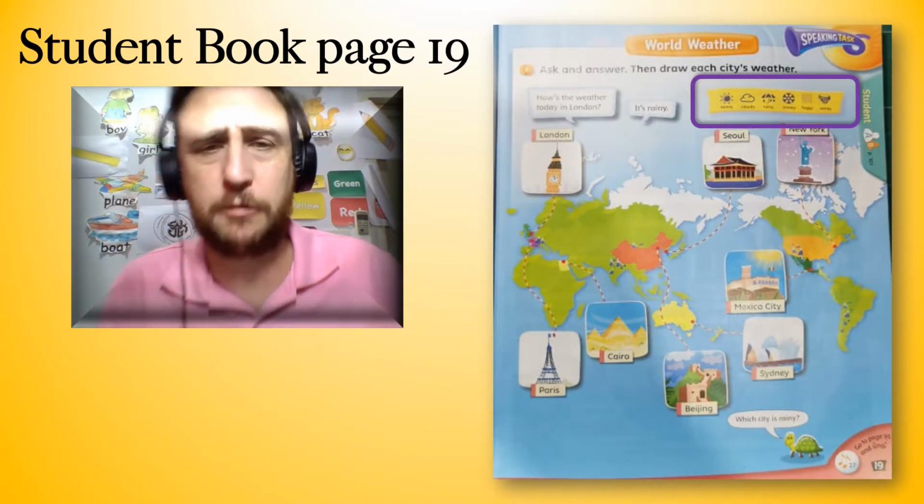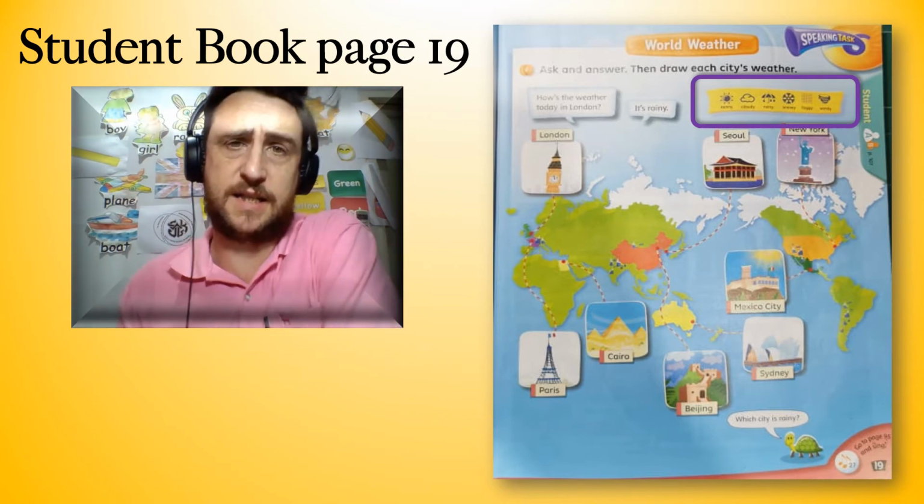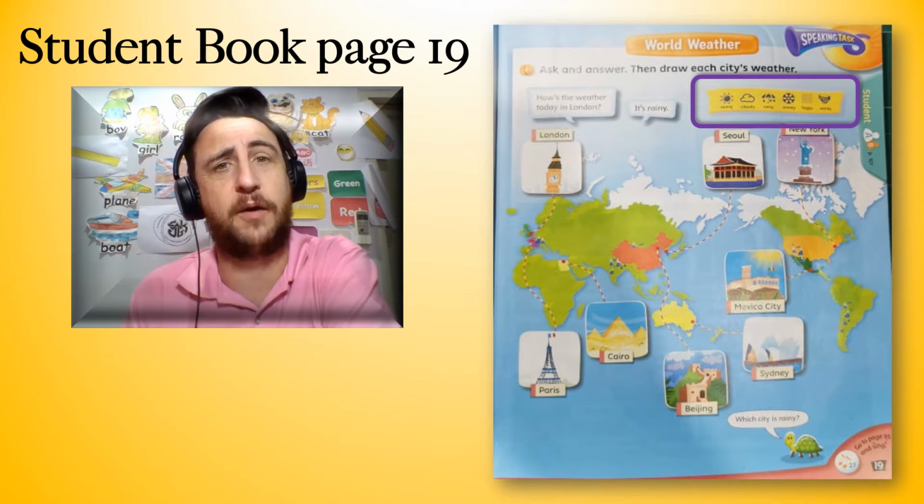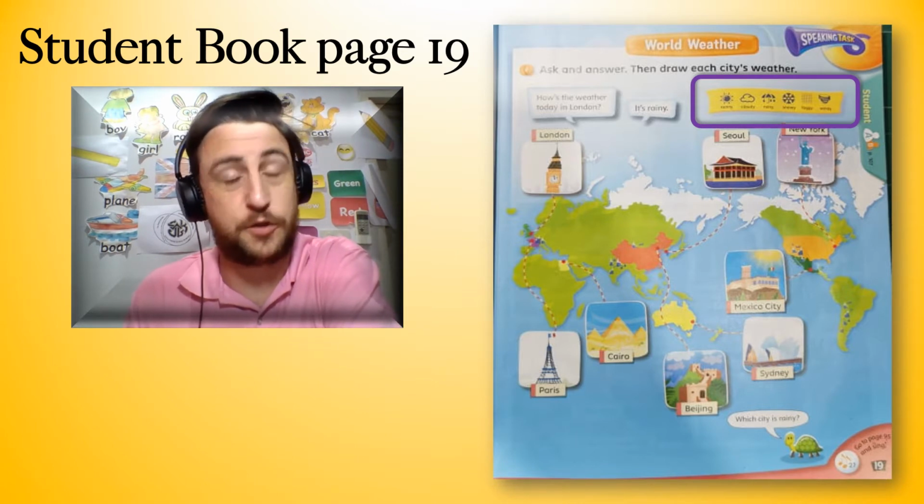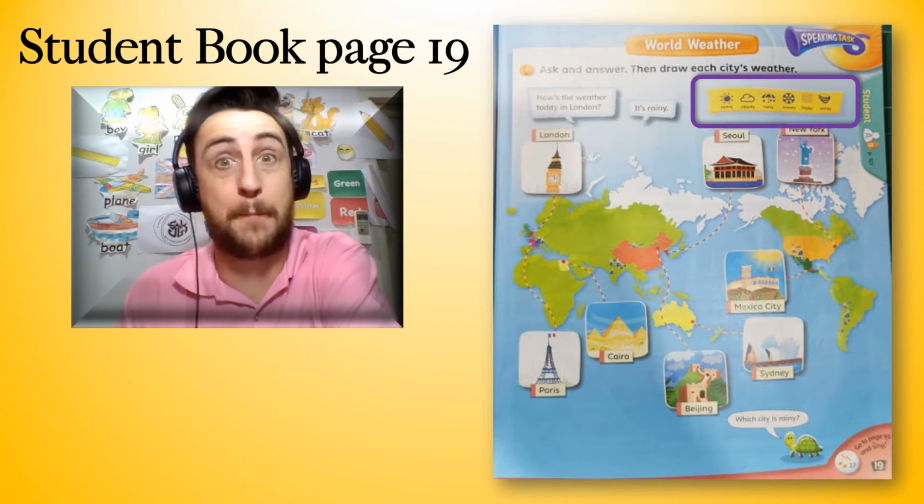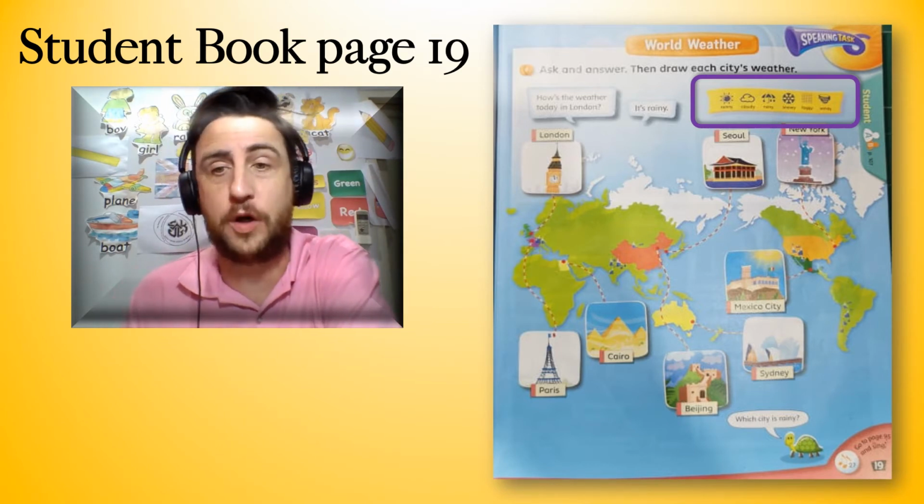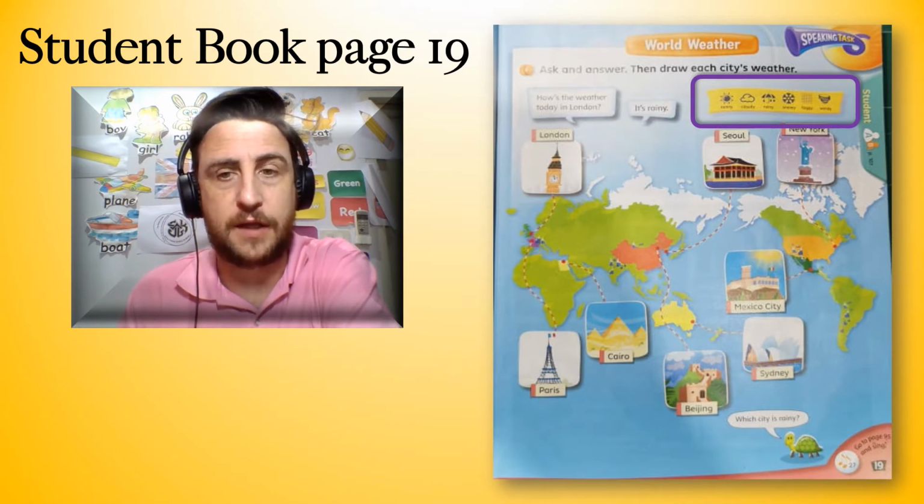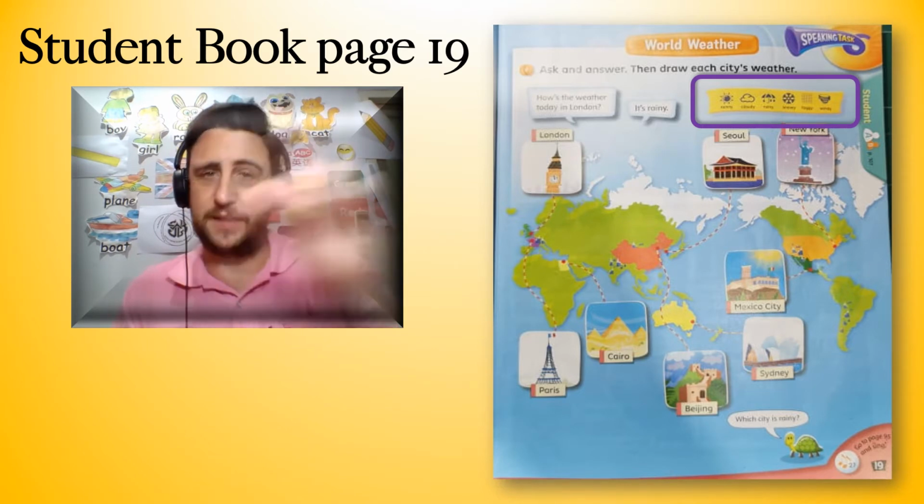Okay, so now we're going to look at page number 19 in the student book. Page number 19 is talking about the weather today. So we're going to look at the picture. It's a map of the world, and there are 1, 2, 3, 4, 5, 6, 7, 8 cities. They are the cities that we looked at in the other class.